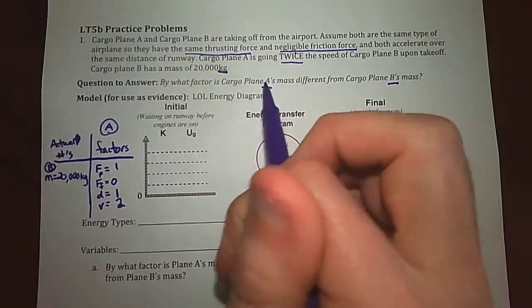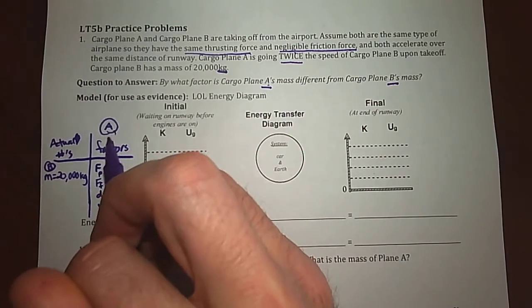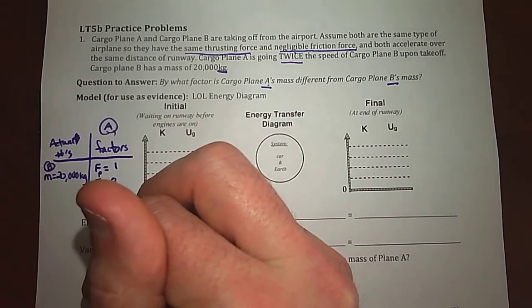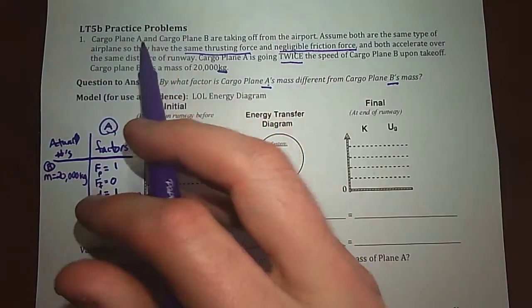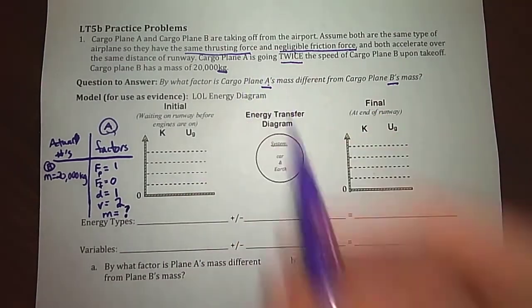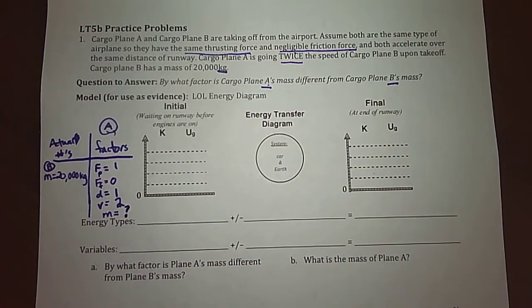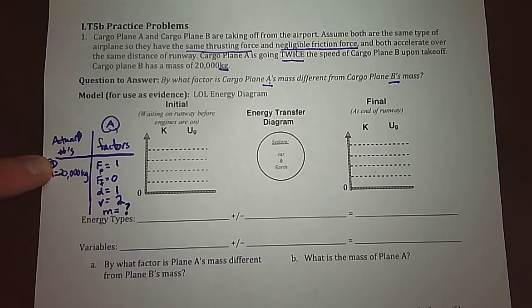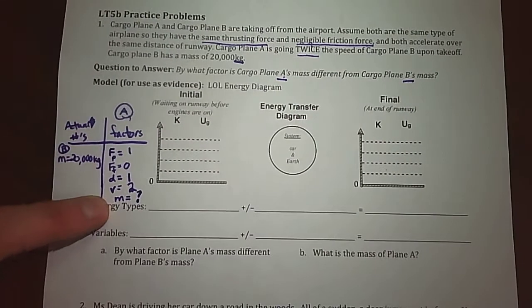All right, so if I'm talking about cargo plane A, these are all the factors for A, so that's what I'm looking for. By what factor does the mass change? It looks like they're the same type of plane, so the same force and everything, but cargo plane A must have different amounts of things that they are shipping, if they're cargo planes in this case. And I know the mass of cargo plane B, but I'm trying to figure out by what factor the mass of cargo plane A changes.